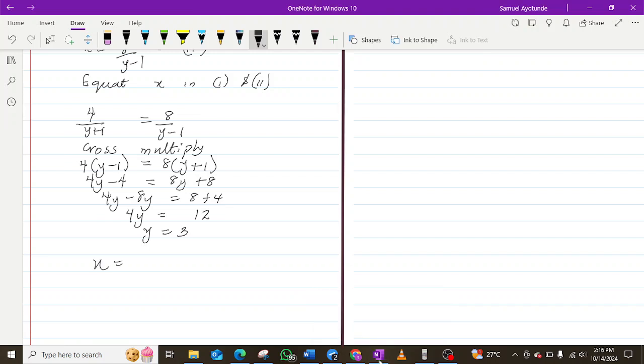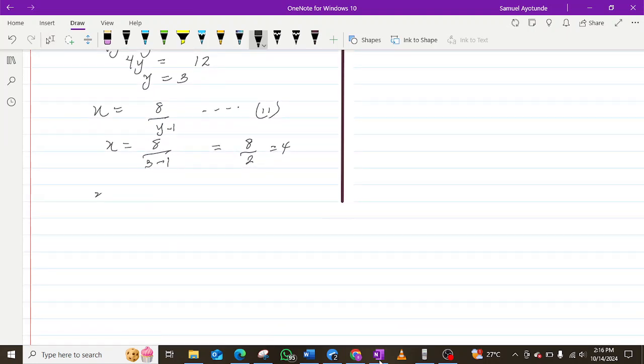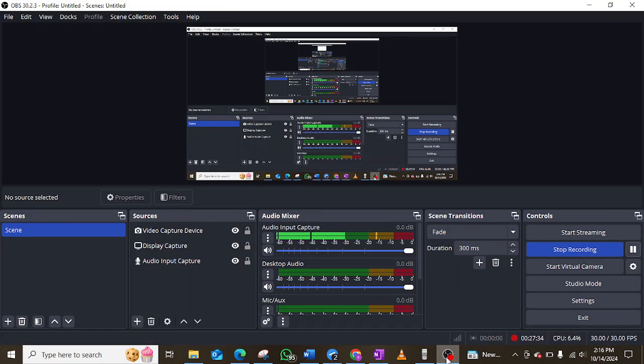x is equal to 8 over y minus 1 in equation 2. So if I substitute the value of y here, we have x is equal to 8 over 3 minus 1. 3 minus 1 is 2. Therefore, x will be equal to 4. So our answer, x comma y is equal to 4 comma 3. So that is our second example on equation.